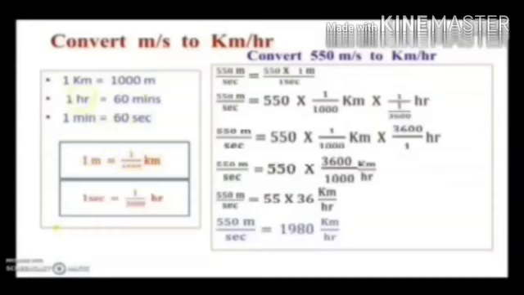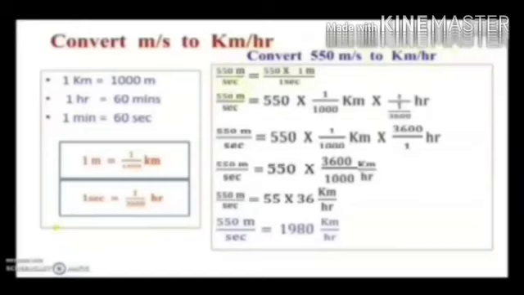Here we know 1 hour is equal to 60 times 60 seconds. So, 1 hour is equal to 3600 seconds. 1 second will be 1 hour over 3600. We need these two relations because we want kilometer and we want hour. We have a question. Convert 550 meter per second to kilometer per hour.